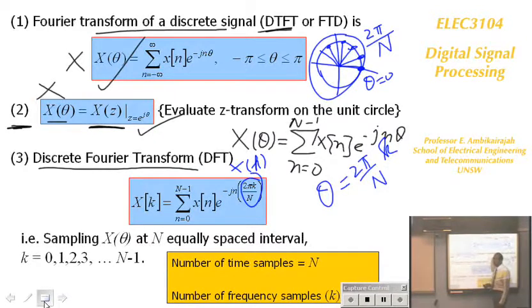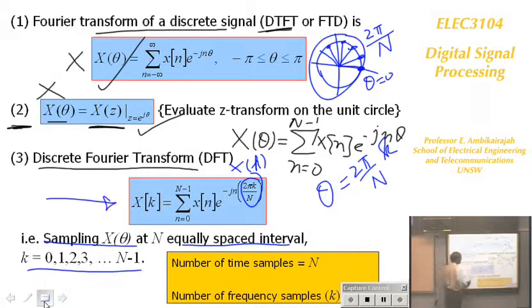That's your equation now as a discrete Fourier transform. So sampling X(θ) at N equally spaced intervals gives you this new equation, which is the discrete Fourier transform. Again, we will give you either this equation or the other equation in an exam. You should be able to write one or the other. Once you are given one, you can write the other one easily.